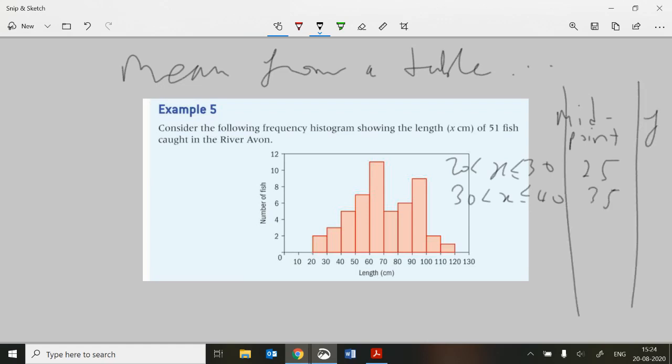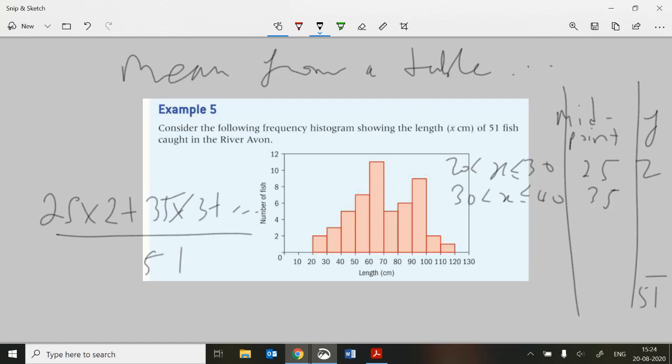And then you've got your frequencies here. And then, of course, in that first category, you've got 2 there. So the 2 fish here add in total 50 centimeters to our total length of all the fish if we put them end to end. Okay, so we've got 51 fish. So the sum of all of our frequencies should equal 51. And when you do all your products here, so 25 times 2 plus 35 times 3 and so on. Once you've got all of that, you're going to divide by 51. And that's going to give you your estimate for your mean.